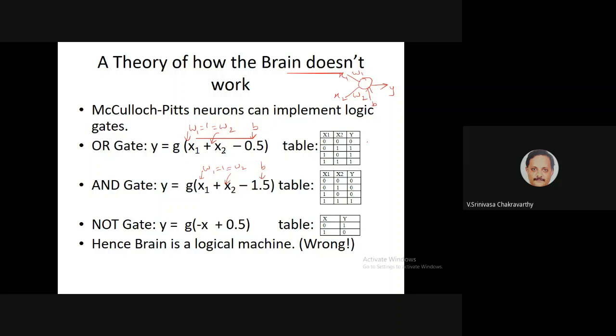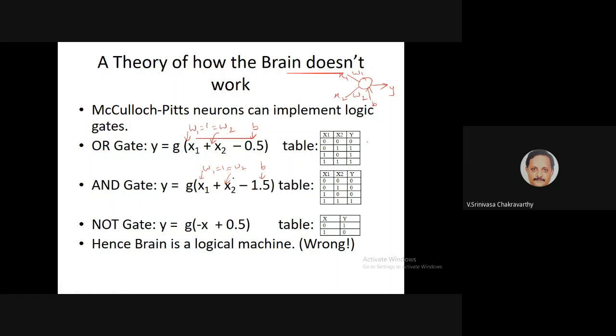Right? So that's very easy to show, because if you take w1 equal to 1, w2 equal to 1, and bias to be something between 0 and 1, so let us say 0.5, and if g is a step function, you can see that even if one of them, x1 or x2, is 1, the argument is positive. If both are 0, the argument is negative. Right? So therefore, you can trivially show that the output matches the desired output.